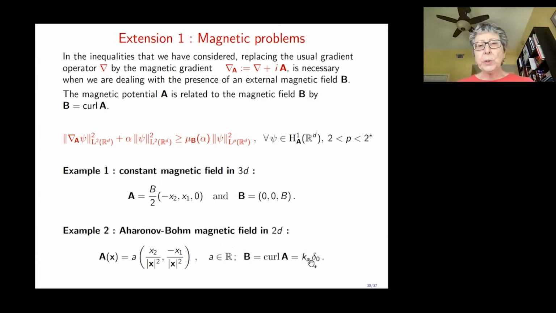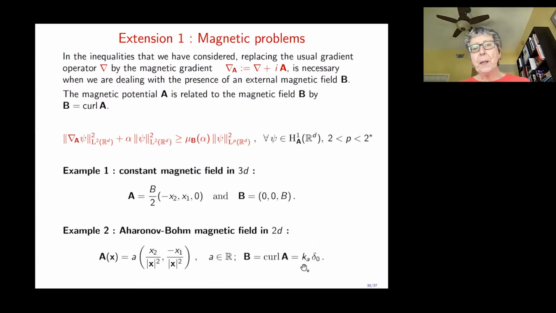And this is a case which is, I would say, on the opposite side of magnetic fields with respect to the constant magnetic field. Why? Because this is a magnetic field which is quite singular. It's a constant times the Dirac mass at the origin, or at some point. Okay, so you see it's very, very singular. It's not bounded like the constant magnetic field. And the support is just one point. So you see it's really very different from the constant case.